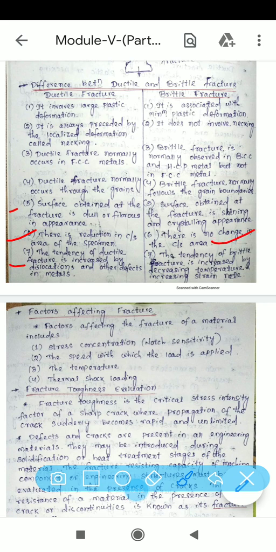So last point is, the tendency of ductile fracture is increased by dislocations and other defects in metal, but the tendency of brittle fracture is increased by decreasing temperature and increasing strain rate.